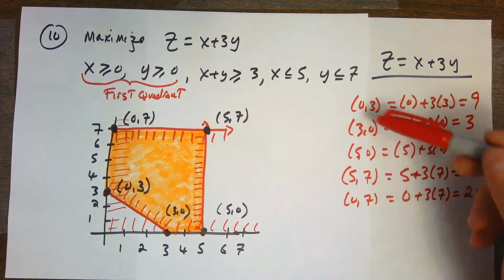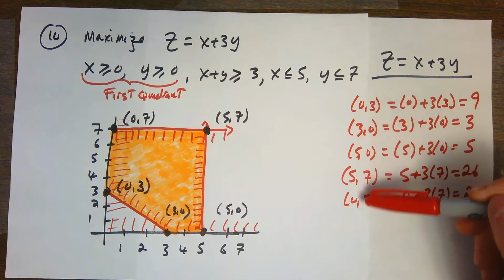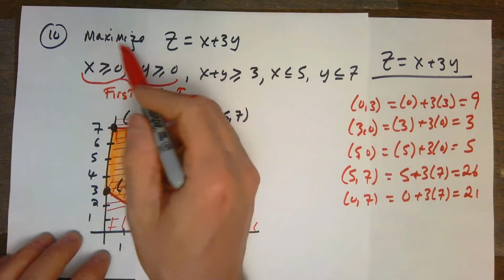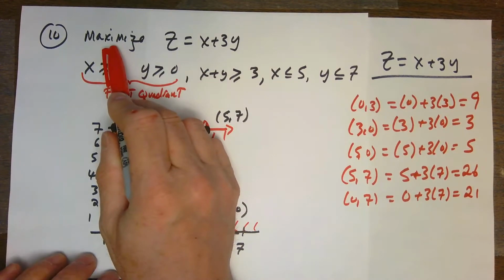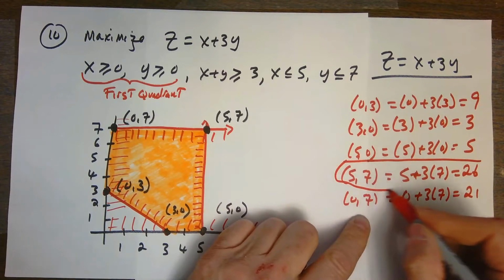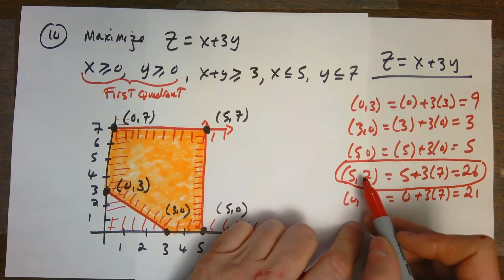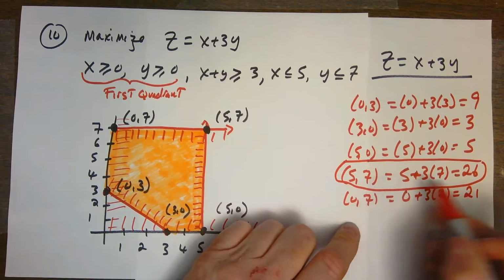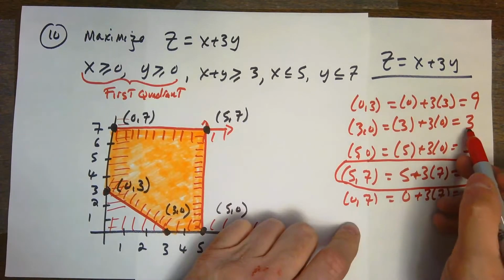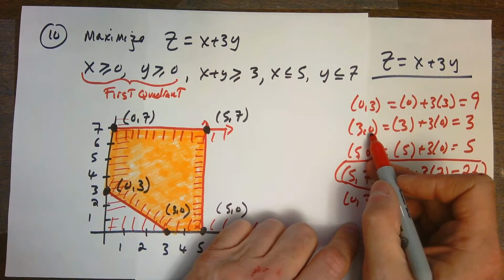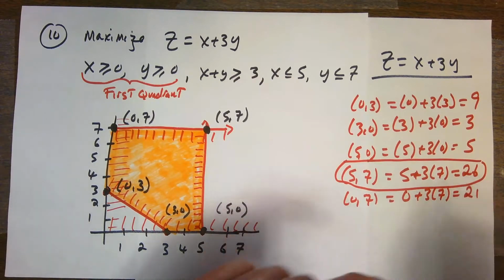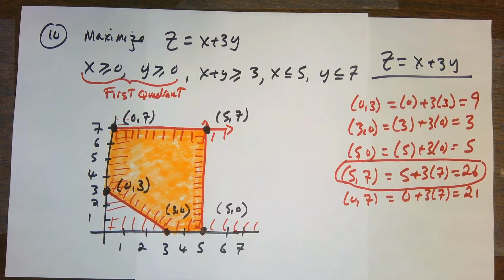So I took each of the coordinates of the vertices of my feasible region, and I'm evaluating them in the objective function. This is telling me I want to maximize. So I'm looking for the biggest possible value. Here it is, 26. When x is 5 and y is 7, I get a maximum value of 26. If this had said minimize, I would be looking for the smallest value, and that would be my answer, the point 3, 0. So the answer here is the point 5, 7, because it gives me a maximum possible value of 26.